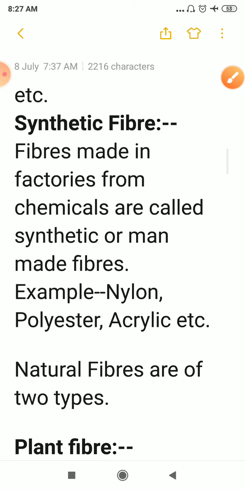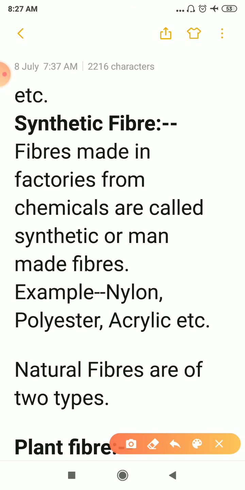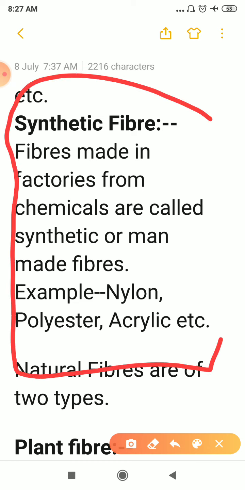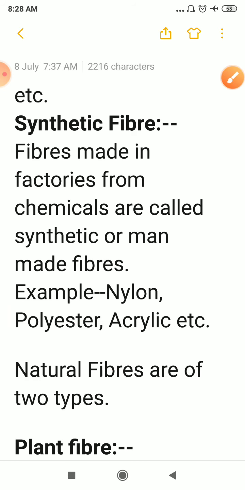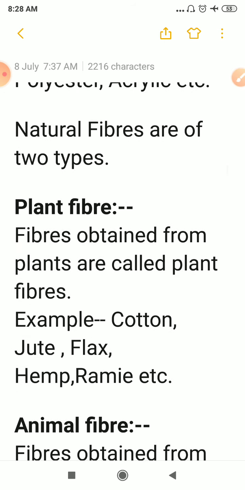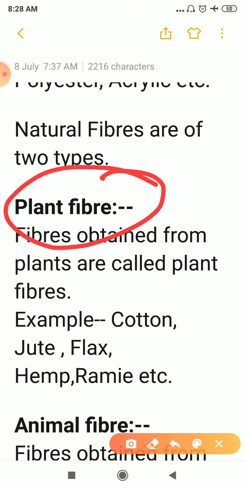There are synthetic fibers also, or man-made fibers. These fibers are prepared in factories from chemicals. For example, nylon, polyester, acrylic, all these are synthetic fibers. Further, natural fiber is also classified into two types. One is plant fiber and the other is animal fiber.